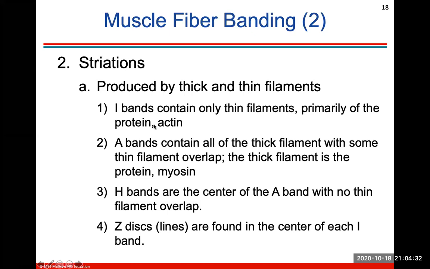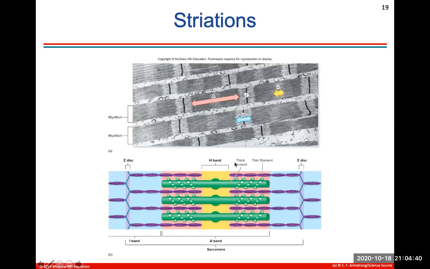Here are the I bands, the A bands, the H bands, and the Z discs that you can review on your own. I will show you a picture right now, and the previous slide describes what is in each. Here's your H band, which includes the myosin thick filaments. The Z disc is where the actin, the thin filaments, attach. You can see here what makes up the A band, where the myosin and actin overlap, and the I band is only actin filaments.